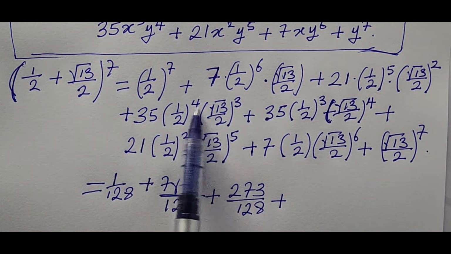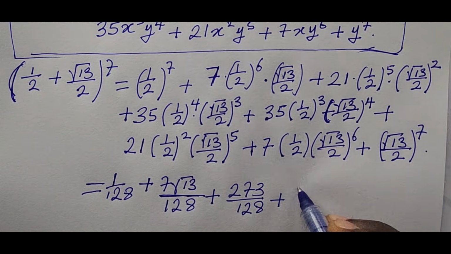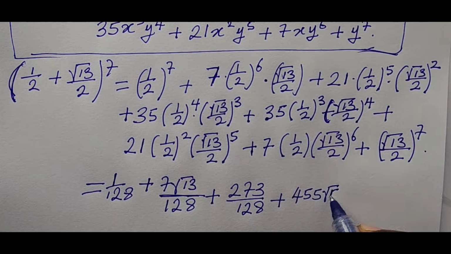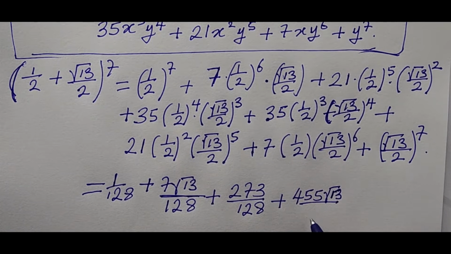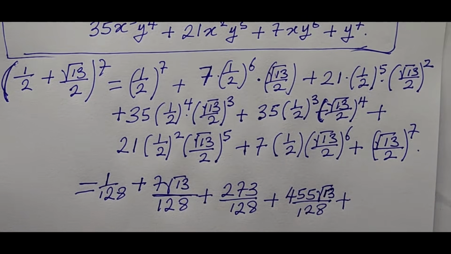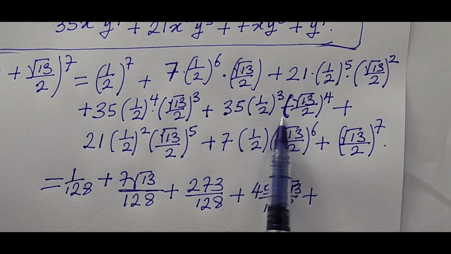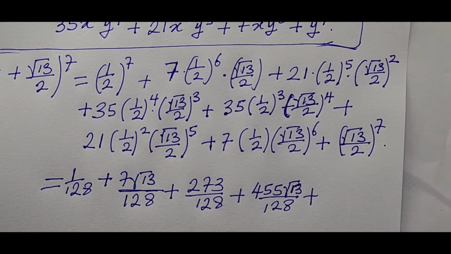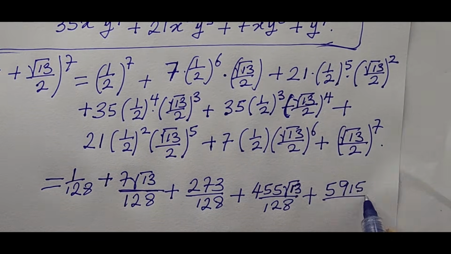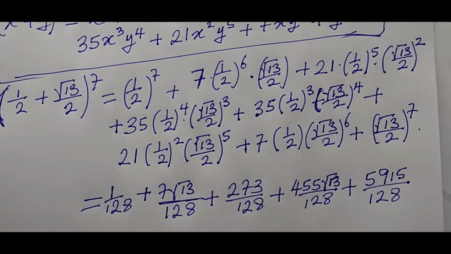So if we simplify everything, multiply everything out here, this is going to give us 4,5... root 13, then all over our 128. Then plus, again, we come to the next one, which is this. If we simplify everything here, this is going to give us 5,915 all over 128. Then let's go gradually.